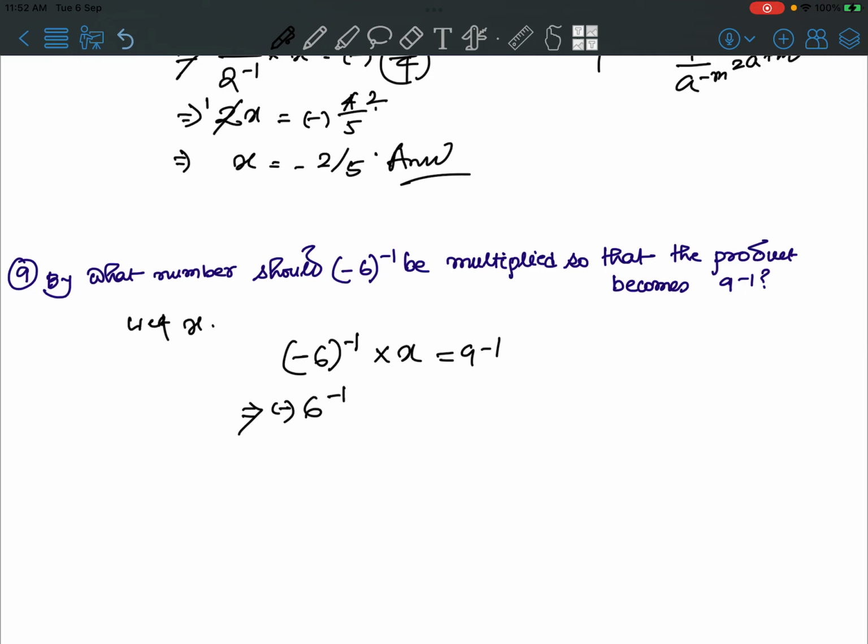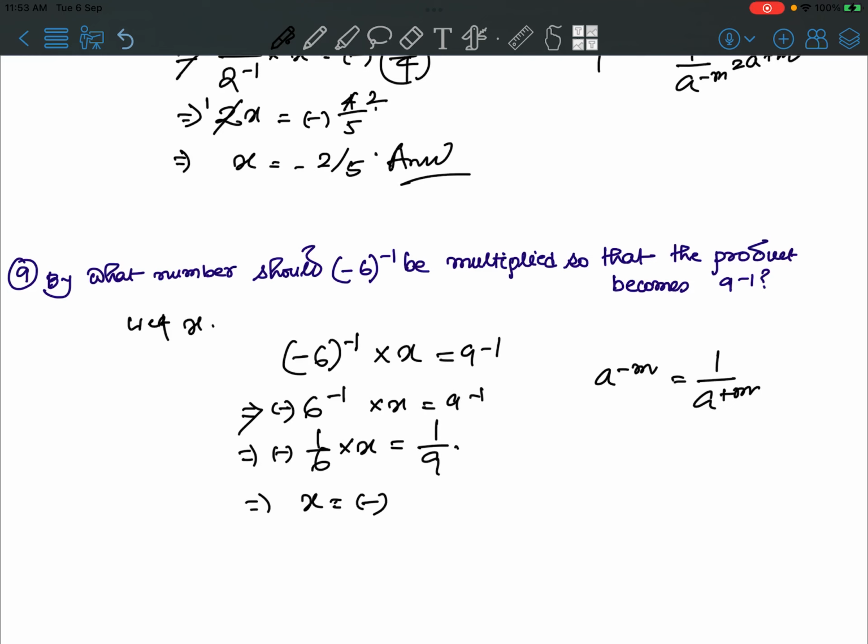Then we can write it as 6 to the power minus 1 into x, then 9 to the power minus 1. Again the formula of reciprocal, a to the power minus m equals 1 by a to the power plus m. So minus of 1/6 into x equals 1 by 9. So x equals minus of 6 by 9. Then we can reduce it, 3 times 2 is 6, 3 times 3 is 9. Then the final answer is x equals minus of 2 by 3.